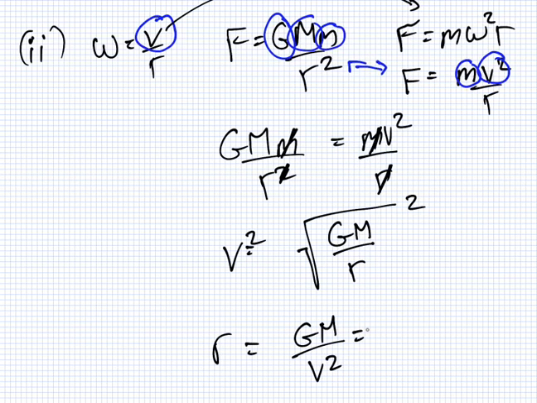Okay. 6.67 times 10 to the power minus 11. What's the mass? 5.974 times 10 to the power 24 divided by, now what was my velocity when they combined? 1217?